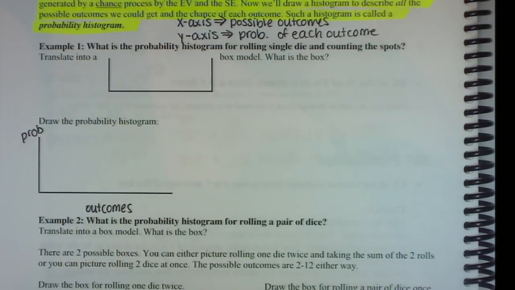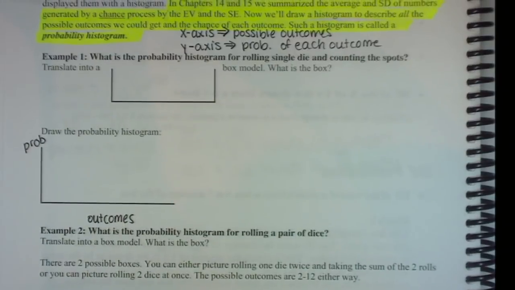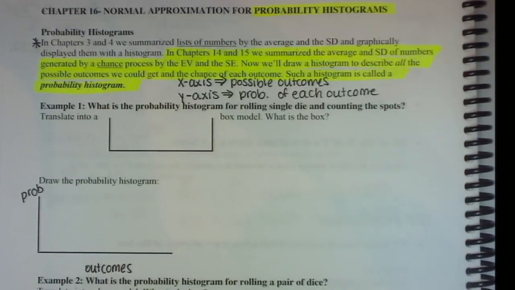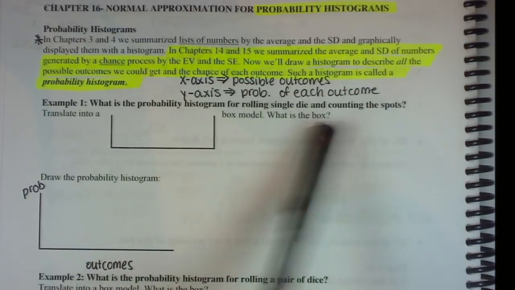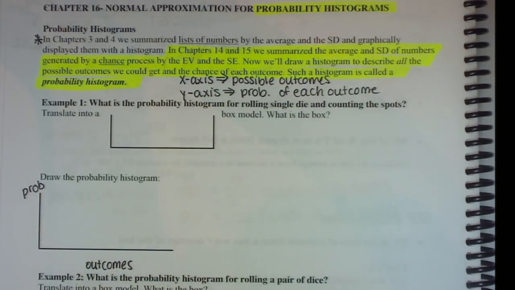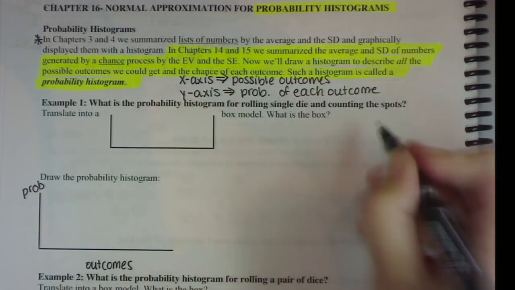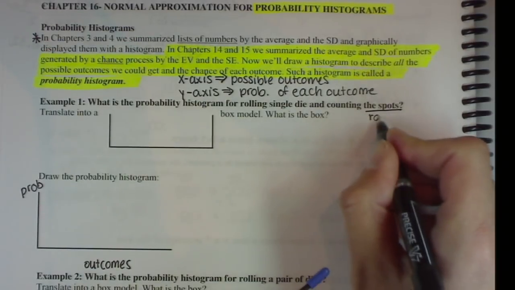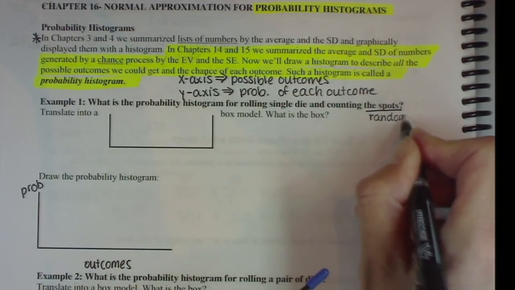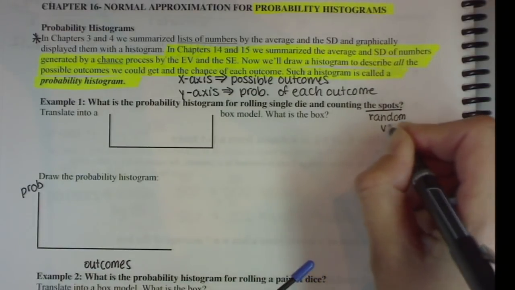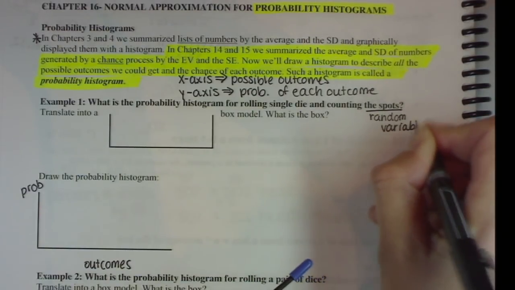Okay, so if we're just doing something once, it's really easy to think about what are the possible outcomes, what are the probabilities. It's when we do it more than once that it gets a little more tricky. But let's start off with an easy example. It says, what's the probability histogram for rolling a single die and counting the spots? So the spots, that's going to be our random variable, right? That's what changes. Random variable.